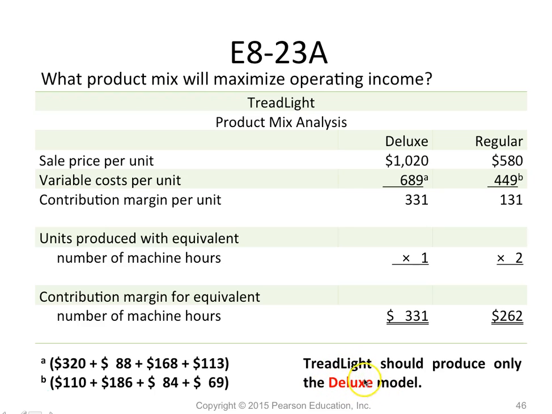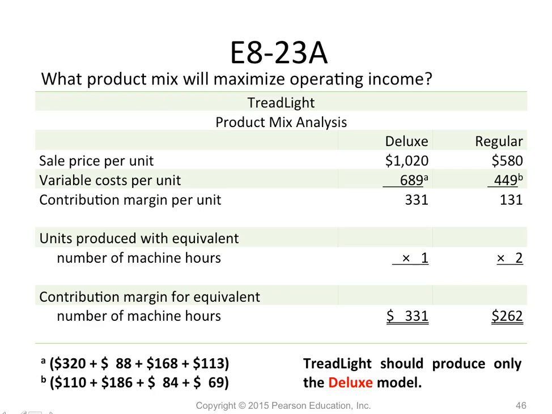There's a typo in here. Definitely it's deluxe, because this one has a higher contribution margin than the other one for each equivalent number of machine hours. So basically this is much better than the other one. So we're going to only produce the deluxe version here without considering the demand in the market.